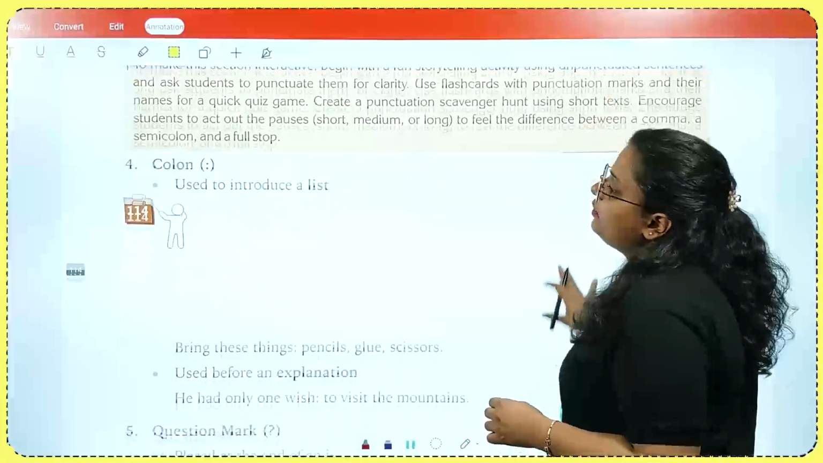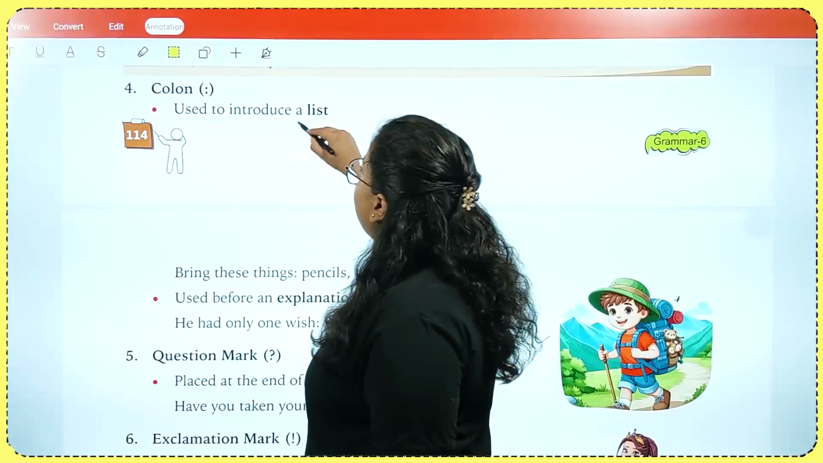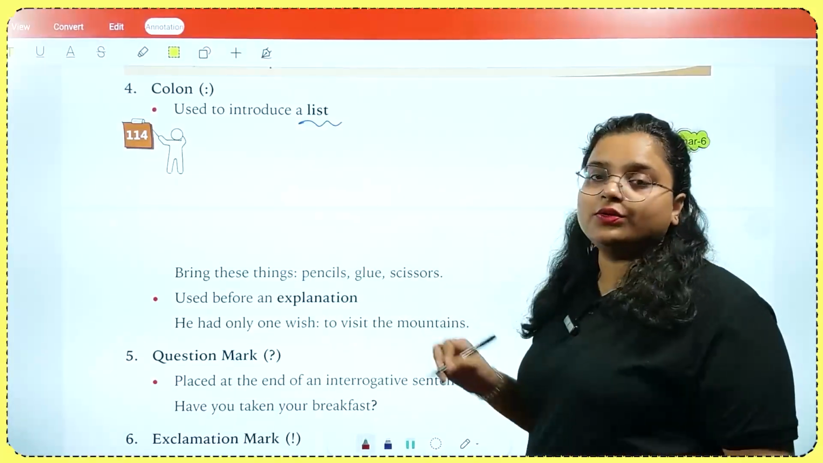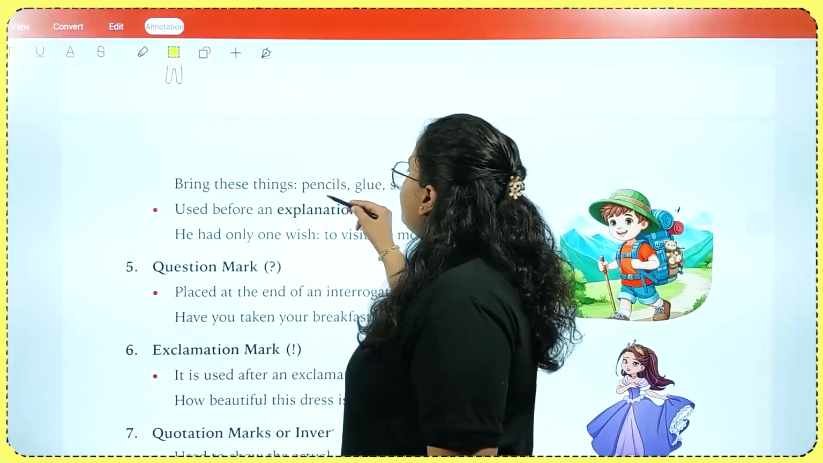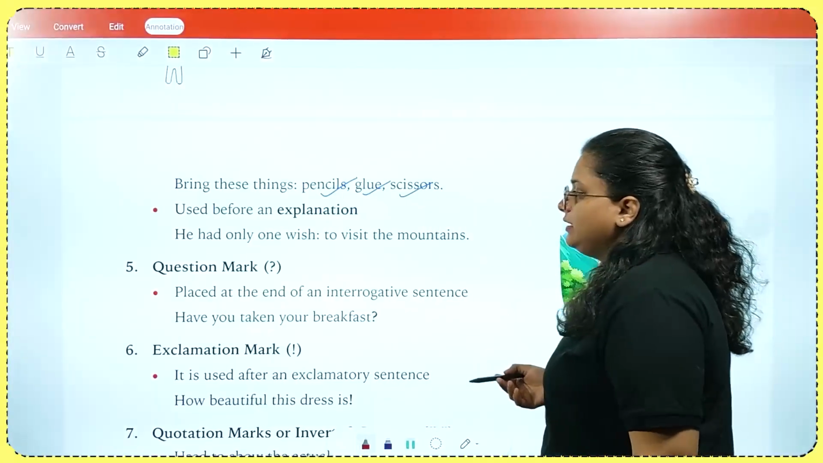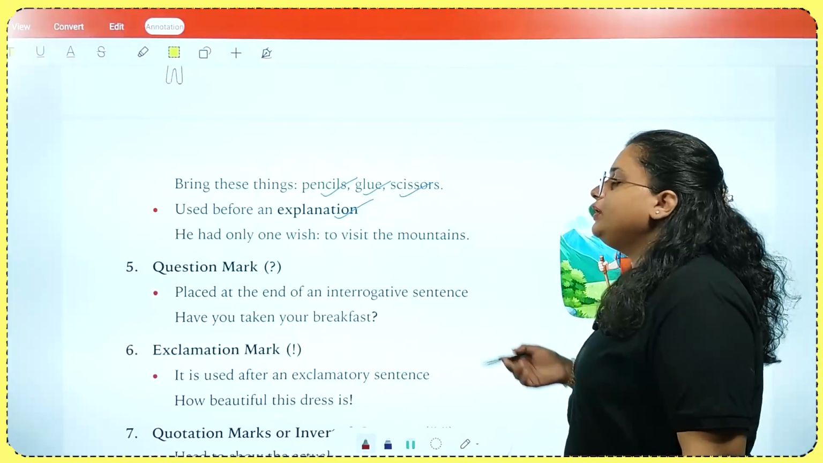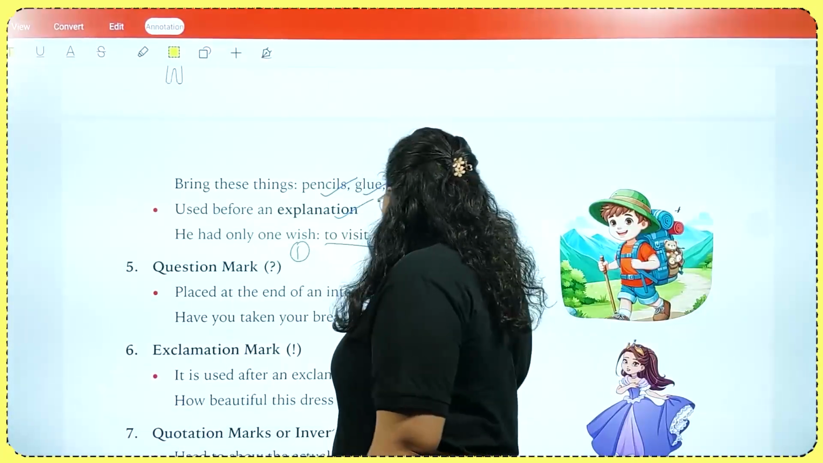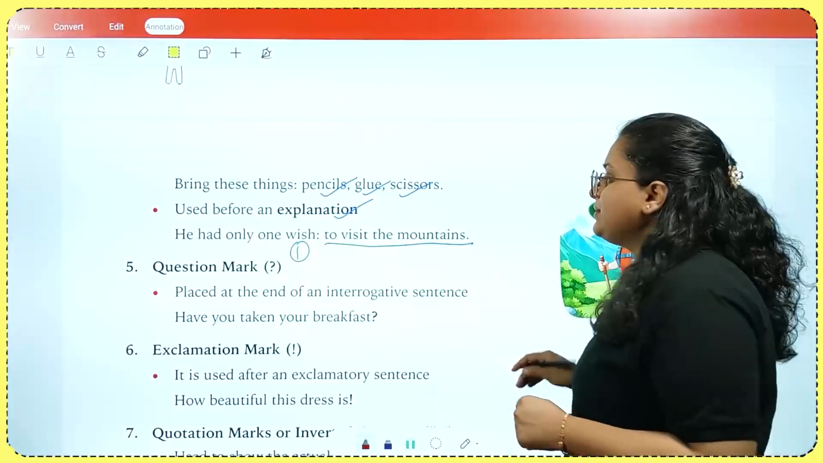Okay. Now colon used to introduce a list. When you are starting to write a list, what you do? You put a colon. Bring these things: and then you put the list of things: pen, glue, scissor. Used before an explanation when you are trying to explain yourself. He had only one wish. Okay, आपने ये बता दिया कि उसकी सिर्फ एक wish थी. जो wish थी फिर आपने explain करा to visit the mountains.